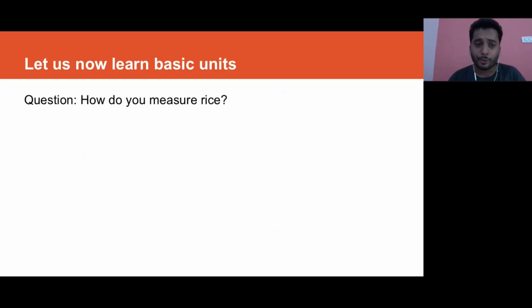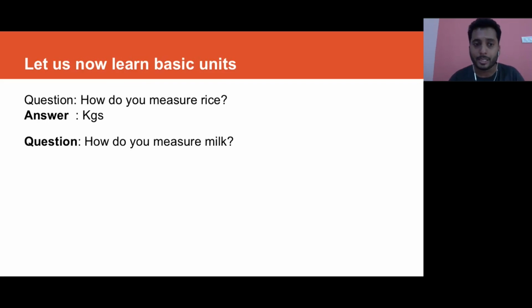The first question to you is, how do you measure rice? It looks like a crazy question, but yes, to learn how to measure memory before learning the units of memory, I thought, let me give you an analogy of our basic things that we do in our day-to-day life. How do you measure rice? You measure rice in the unit called kgs. We buy 1 kg of rice, 2 kgs of rice, 3 kgs of rice, like that.